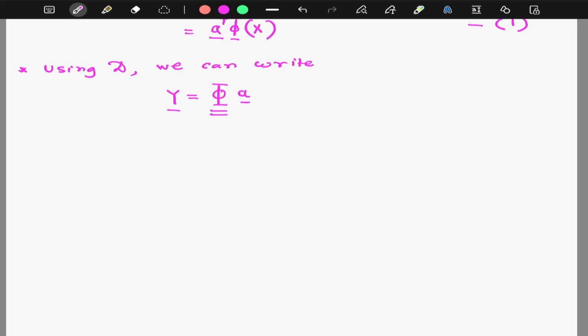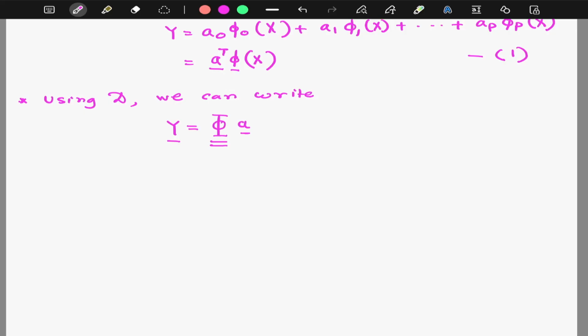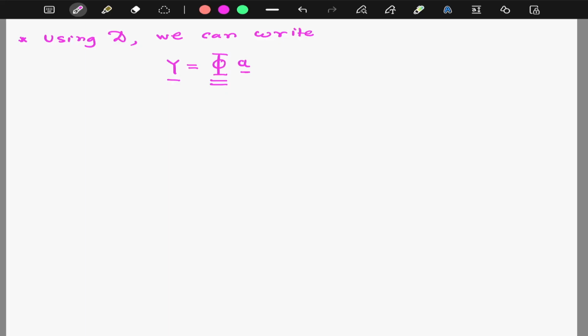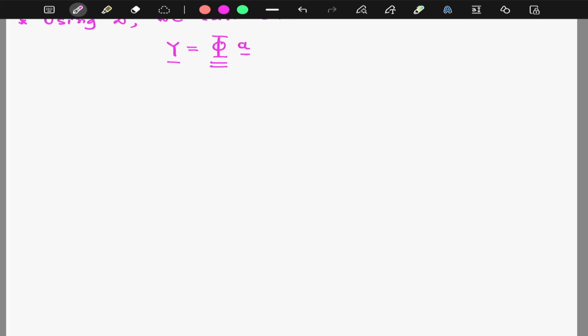So what is the difference between equation 1 and this equation? Equation 1 was for a generic x, this one is for the training data only, and that is why your phi, which was a vector, has become a matrix, and y, which is a scalar, has become a vector, and A has nothing changes, A remains a vector, because those are the parameters. Just for completeness, let me write down how these things will look. So y will be of this form, right?